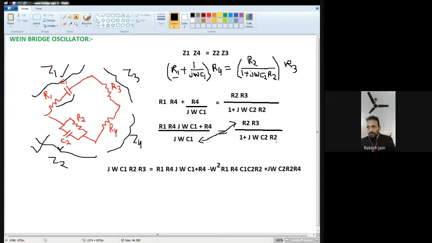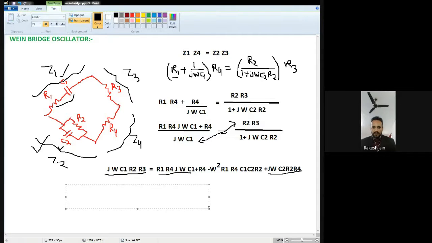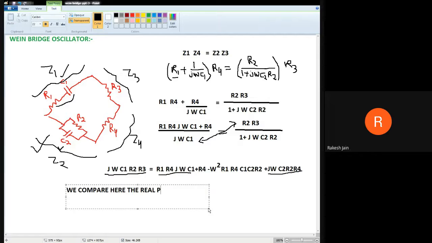There are 1, 2, 3, 4 terms at the right hand side and at the left hand side one term. Okay. Now we just see the real part and the imaginary part. Which are the real parts and which are the imaginary parts? Wherever j is there, it means iota is there. That is the imaginary part. So this is the imaginary part, this is also an imaginary part, and this is also an imaginary part. So we only compare here the real parts.